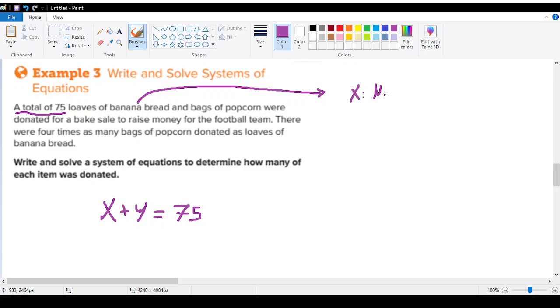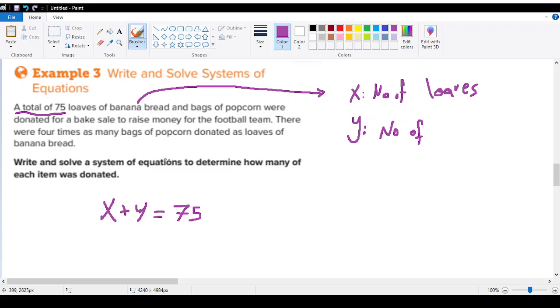X represents the number of loaves of banana bread. That's right. So number of loaves. Now what does y represent? Y represents the cost. No, Shamsa, focus. Read the question again. A total of 75. You told me that x plus y equals 75. So x represents the number of loaves of banana bread and y represents the number of what? The money raised for the football team. No, wrong, Shamsa.